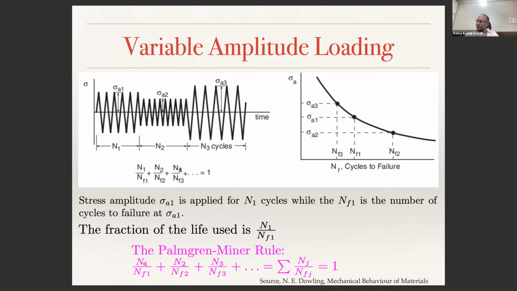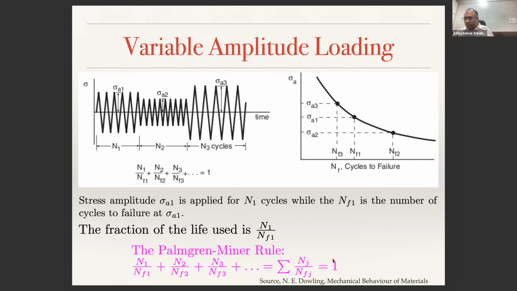Corresponding to sigma A1, the number of cycles to failure is NF1, but you are only running up to N1 cycles, which is less than NF1. So N1 by NF1 plus N2 by NF2, up to as many terms as there are, the sum total should be equal to 1. So the sum of Ni by NFi equal to 1 is your Palmgren-Miner rule. Is that clear? This is the fractional life. The sum total of all the fractional lives must be equal to 1. That is, the total fraction cannot be more than 100%.